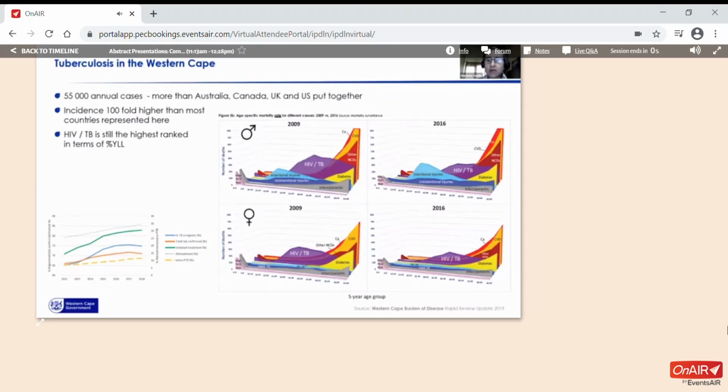Just a bit more about the high TB burden in our province. Just in our province alone, there are on average 55,000 cases per year, which is more than Australia, Canada, the UK and the US put together. And that relates to an incidence roughly 100-fold higher than most countries represented here. TB and HIV are still the highest ranked in terms of years of life lost, although intentional injuries in especially younger men are rising.